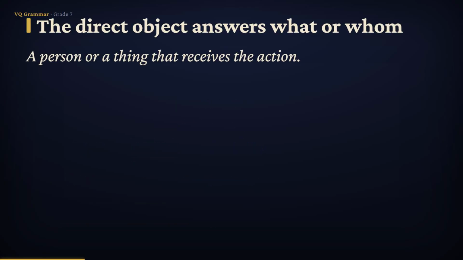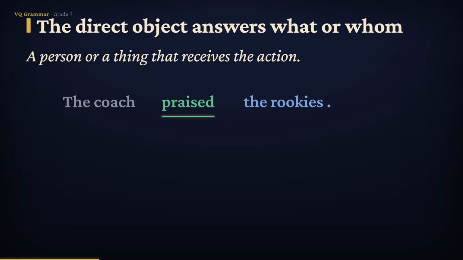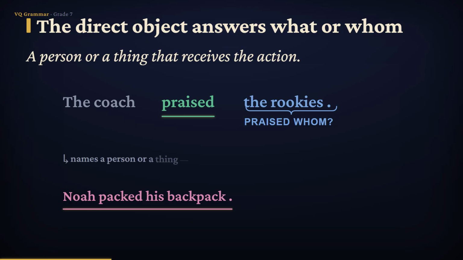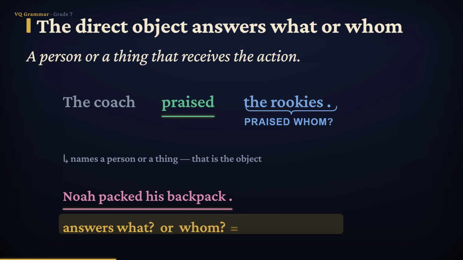So what exactly is a direct object? It's the word that receives the action, and it answers one of two questions: the verb plus what, or the verb plus whom. Look here. The coach praised the rookies. Praised whom? The rookies. That's your direct object. Here's a what version. Noah packed his backpack. Packed what? His backpack. Whether the answer names a person or a thing, if the verb has one, that word is the direct object, and the verb is transitive.